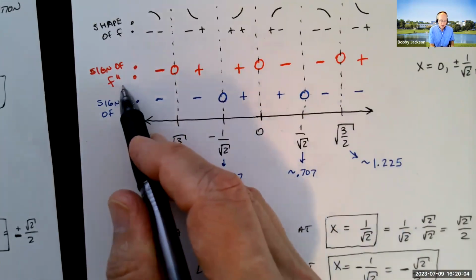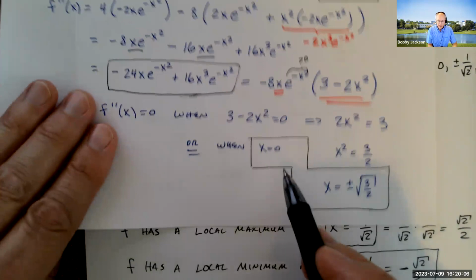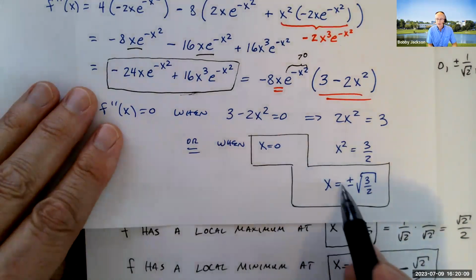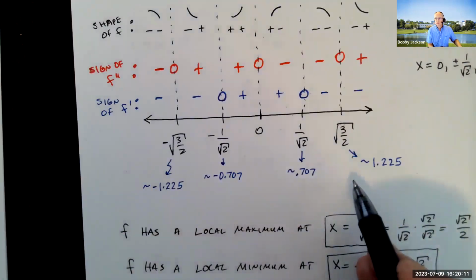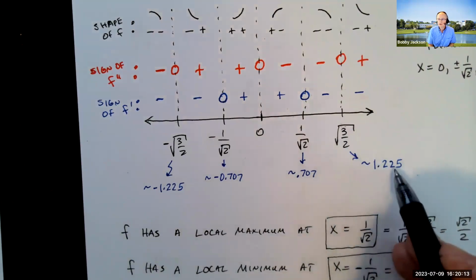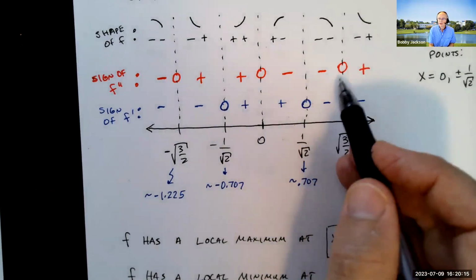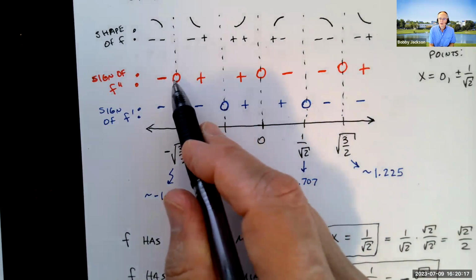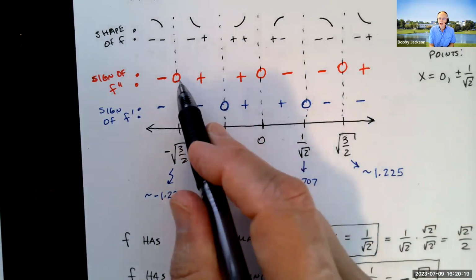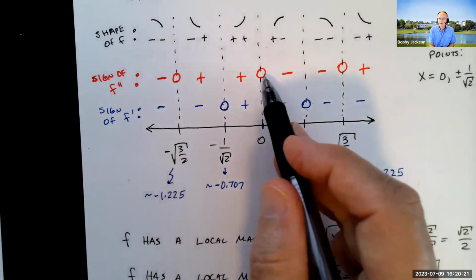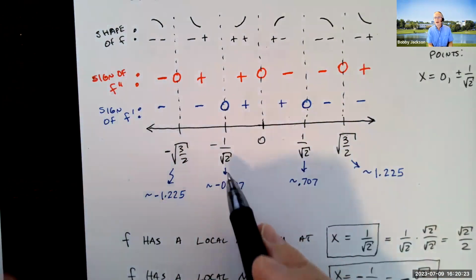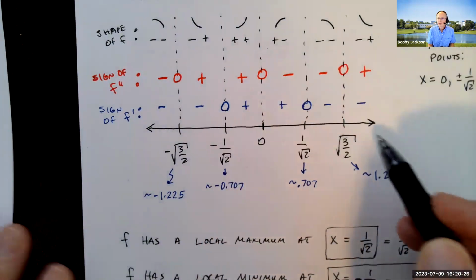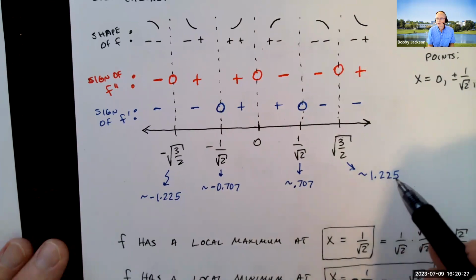What about f double prime? Remember, it is 0 at 0 and plus or minus the square root of 3/2. Square root of 3/2 is about 1.225. So it's 0 at plus or minus the square root of 3/2, and then also at 0. And then I just plug in values. Like I can plug in something greater than 1.225, like 2.